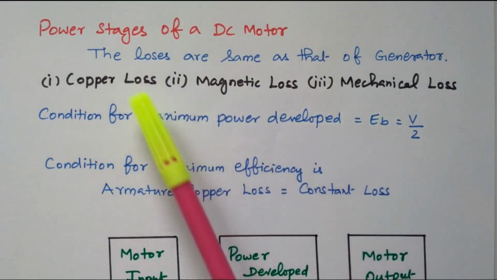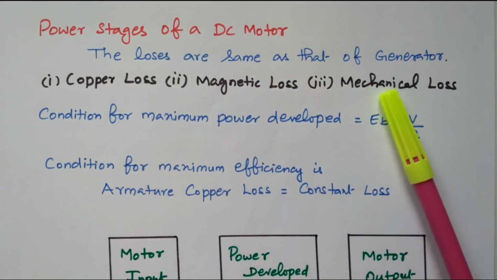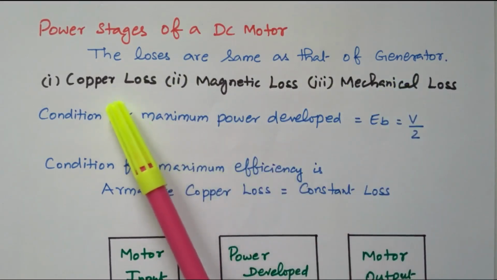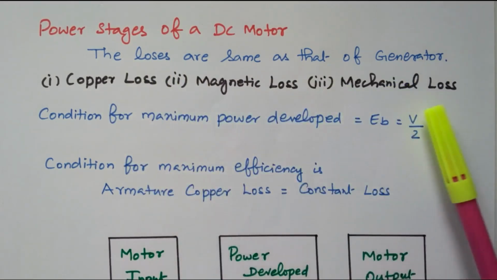Now we will go to the topic, power stages of a DC motor. Before going to the power stages, we see the losses. What are the losses available in the generator or motor? Both are the same. So we have three different losses available: copper loss, magnetic loss and mechanical loss. Now we'll see these losses in detail.